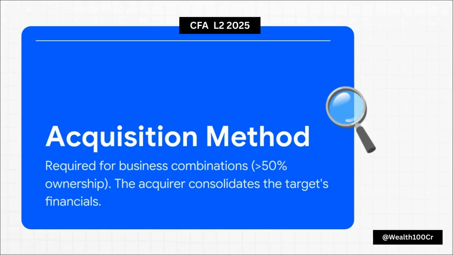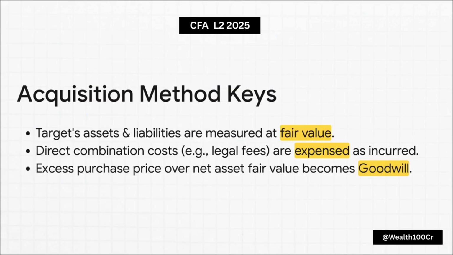You're literally combining the two companies' financial statements, line by line. Their cash with your cash, their debt with your debt. The logic is simple. You control all their assets and you're on the hook for all their liabilities, so your financials have to show that one big combined economic entity. There are 3 core ideas here you've got to nail down.